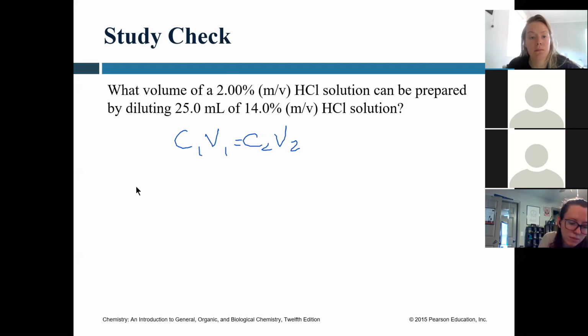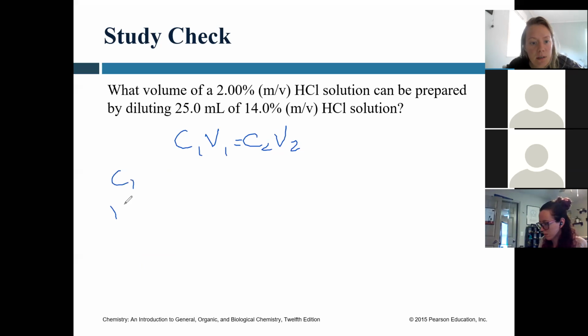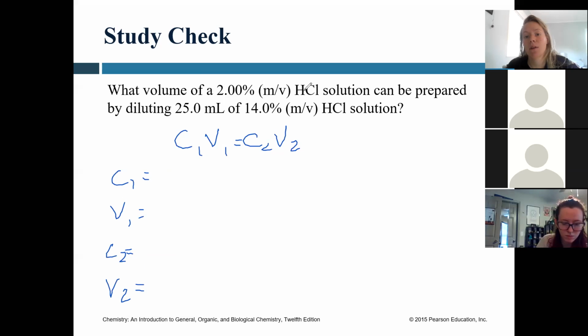All right, so I think the hardest part with this is just figuring out which one is the C1, which one is the V1. So in this case, C1, V1, C2, V2. So what volume of a 2% mass volume HCl solution can be prepared? So this is the final stuff.